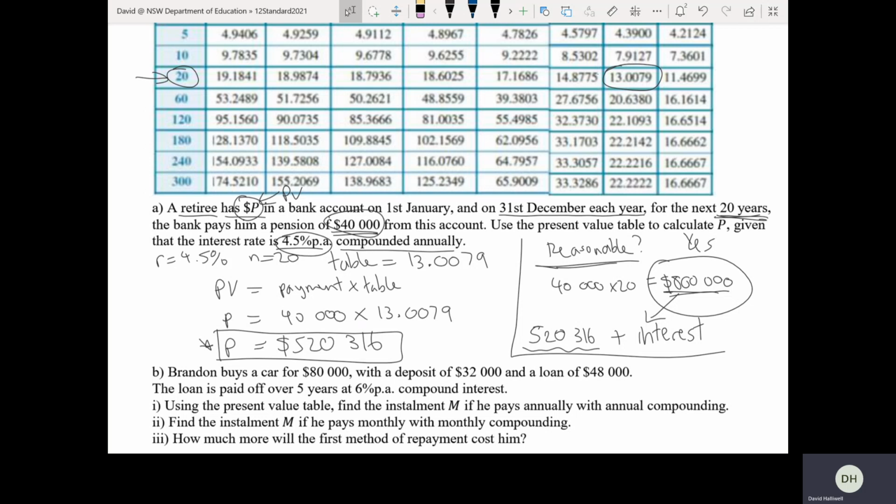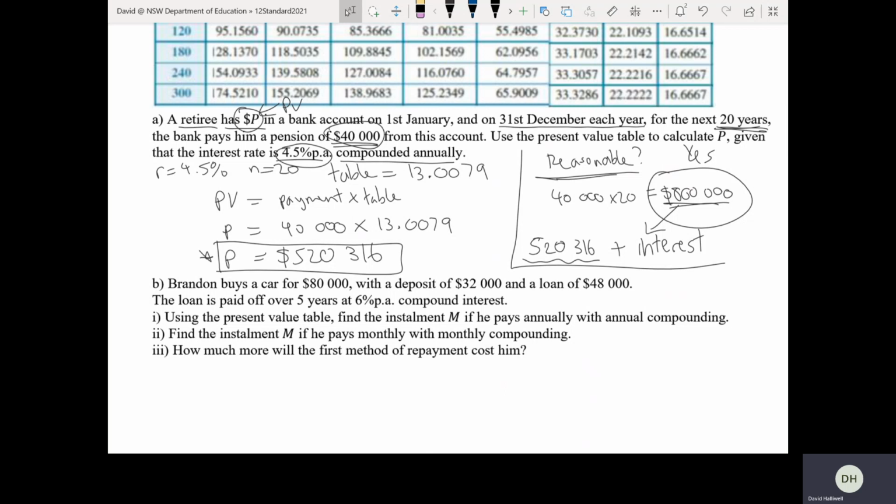So you have to get a reasonable kind of answer. Is my answer reasonable is always a good question to ask in these sort of questions. Let's move on. Next one.